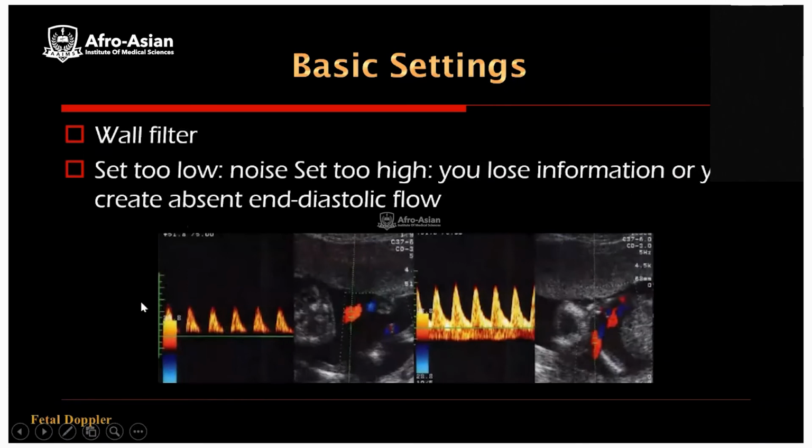In color Doppler settings, the wall filter: if set too low, you get noise; if set too high, you lose information or you create absent end diastolic flow. So if the wall filter is set very low, we will get noise.